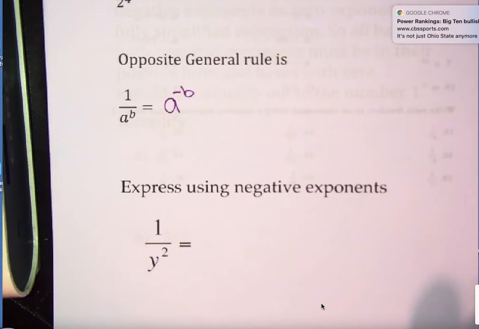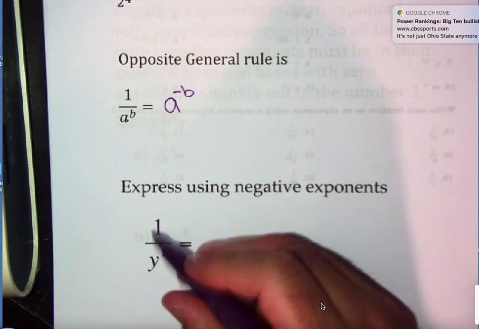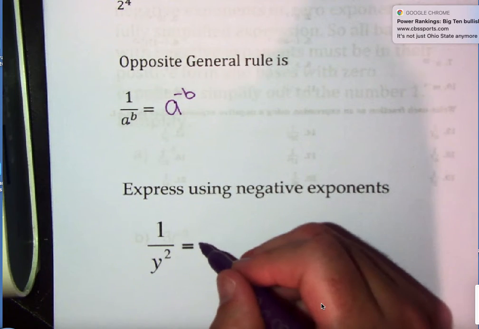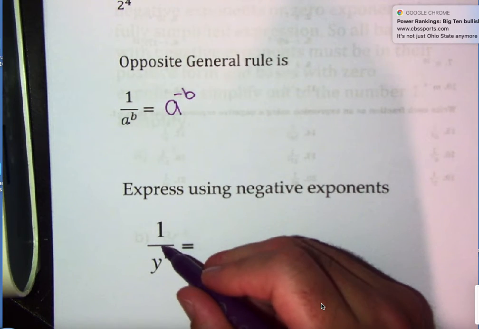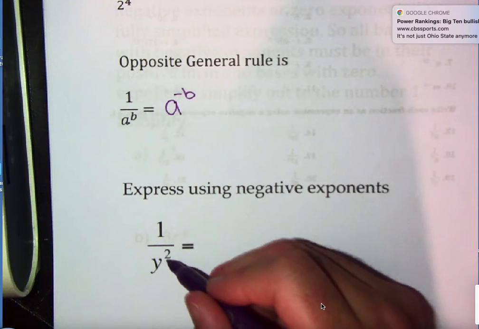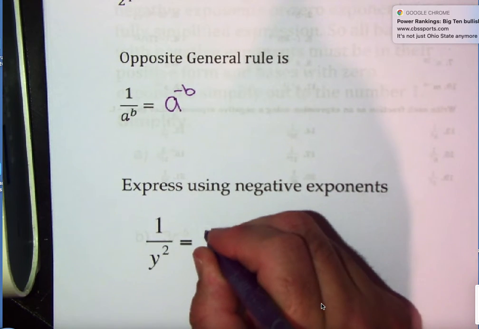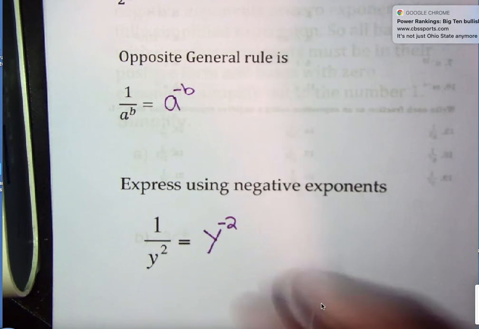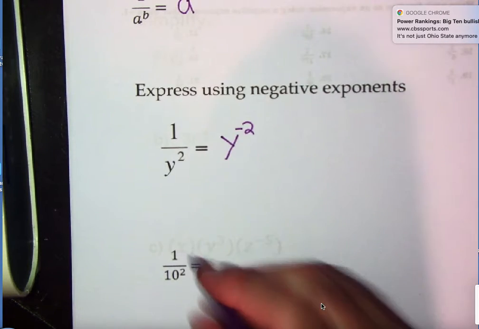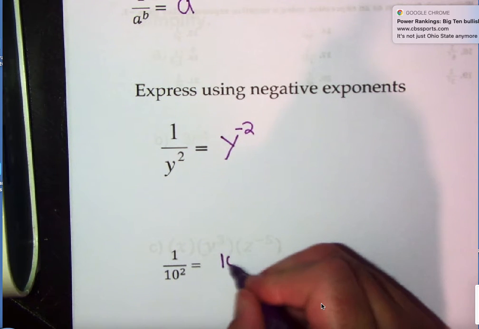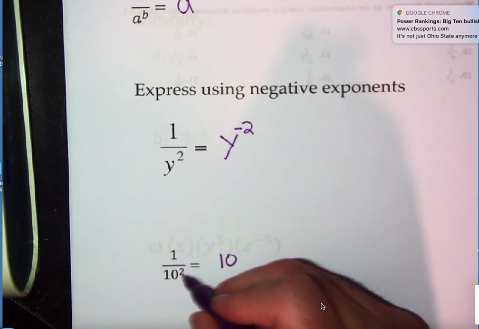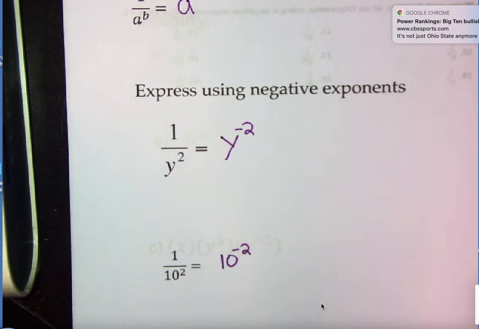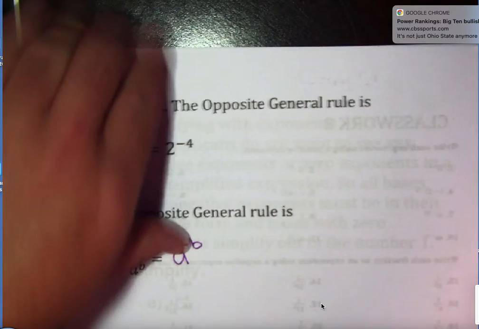Boom. Okay. So it's sometimes useful to turn positive exponent forms that are in the denominator to their negative form in the numerator. So 1 over y to the second is keep our base and make our exponent negative. And 1 over 10 squared, take our base, since we have a positive exponent in here, we're going to write it as a negative exponent, like so. Okay.